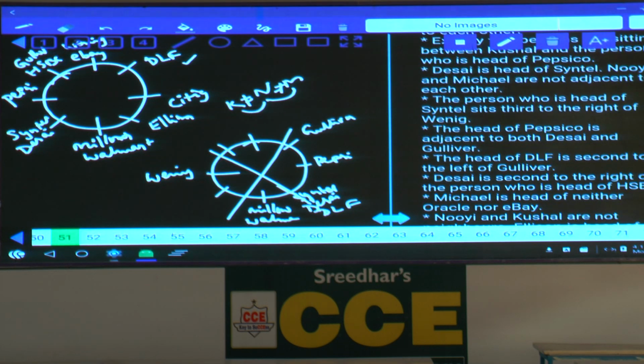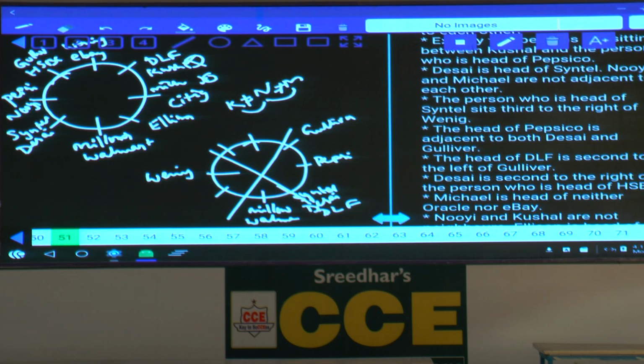Now in these two places either Michael or Kushal should be there, isn't it? If Nui is here or here, either Michael or Kushal would be adjacent to this Nui, which is not possible. Hence Nui cannot be in these two, and this person must be Nui. If this is Nui, then this Kushal cannot be Citigroup. As Kushal cannot be Citigroup, this Kushal must be DLF. If Kushal is DLF, then Michael must be Citigroup. Clear now?